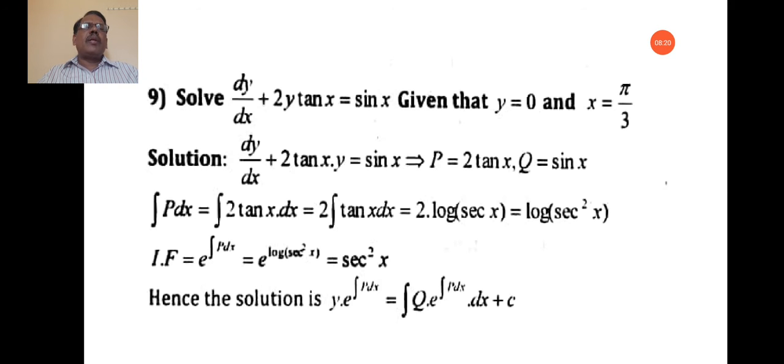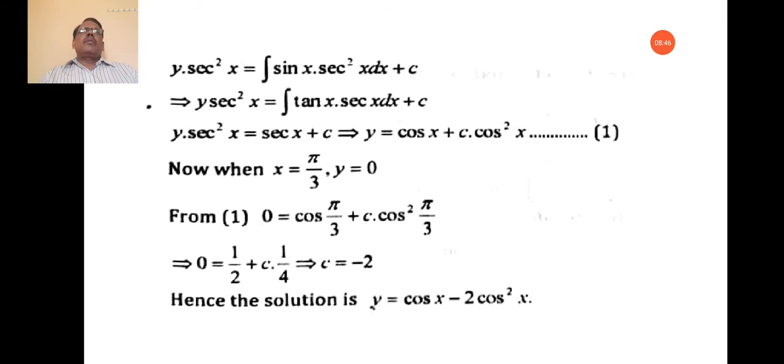First we have to find the values of p and q, then we find the integrating factor, and then the solution is given by y into e to the power of integral of p dx is equal to q into e to the power of integral of p dx plus c. Or we can also write y into integrating factor is equal to integral of q into integrating factor dx plus c. So y into secant square x is equal to integral of sin x into secant square x dx plus c.